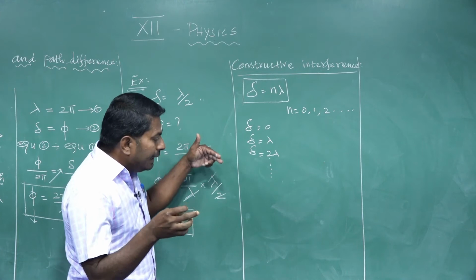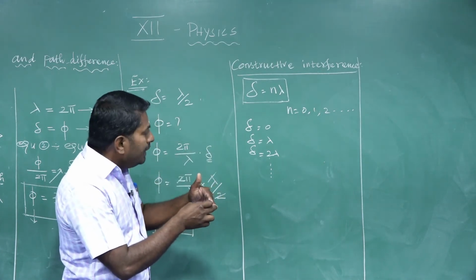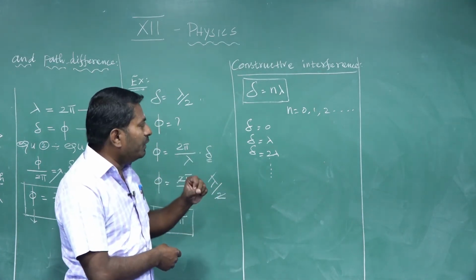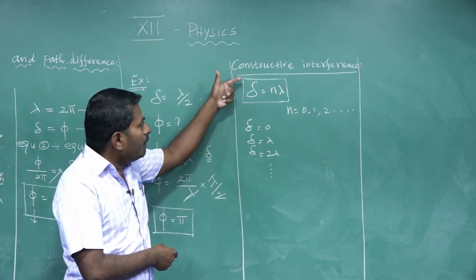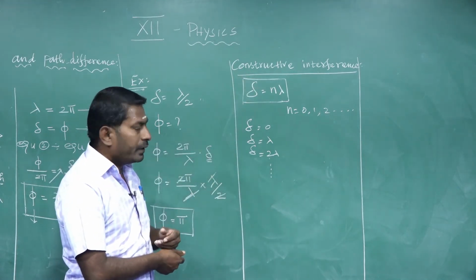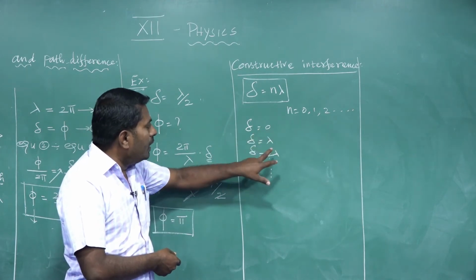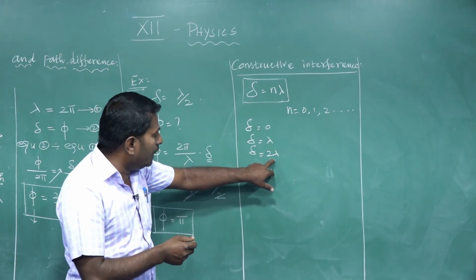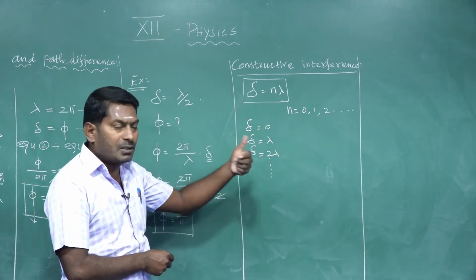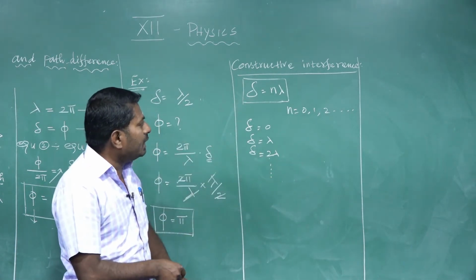If two waves interfere at a point and there is no path difference between them, then the point appears bright. Then the type of interference is said to be constructive interference. Not only for 0 path difference, but when the path difference between two interfering waves is lambda, and also 2 lambda, at that point it appears bright. Then the interference is said to be constructive interference.